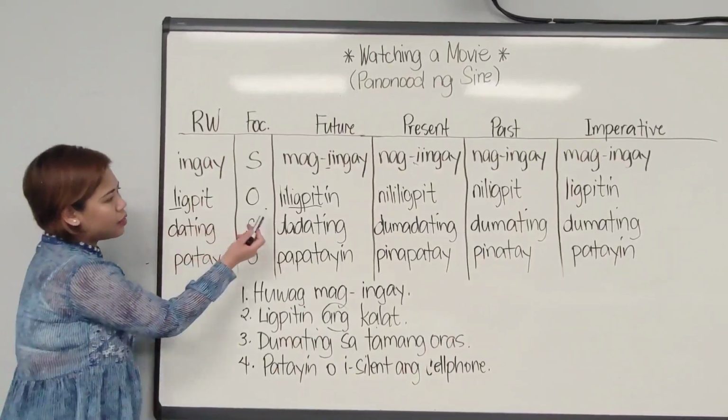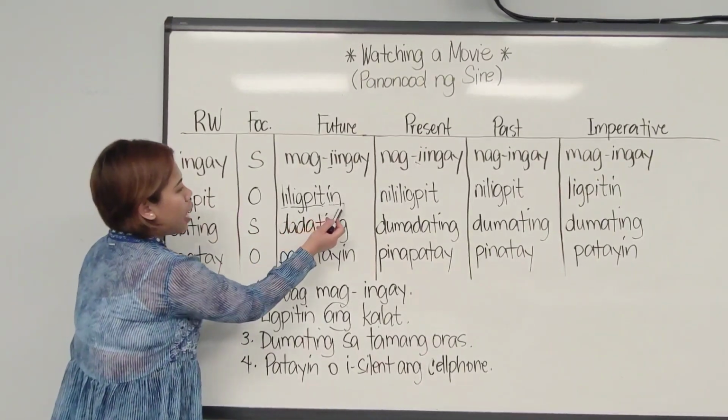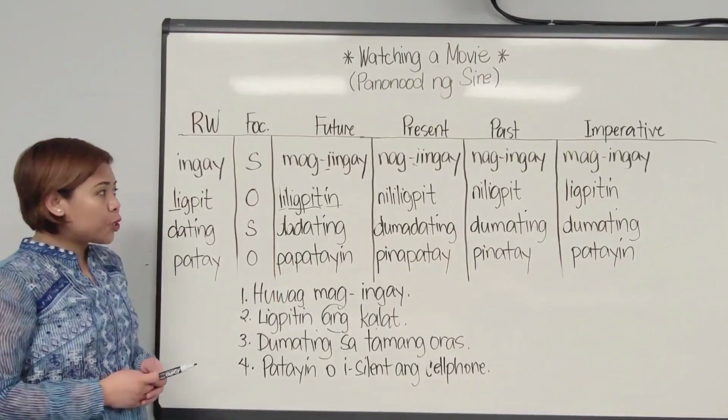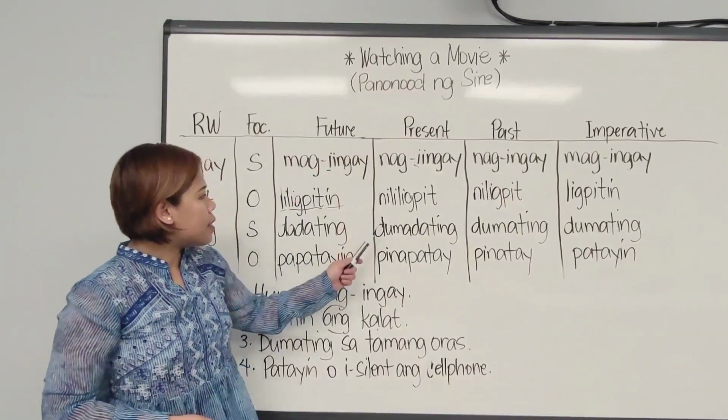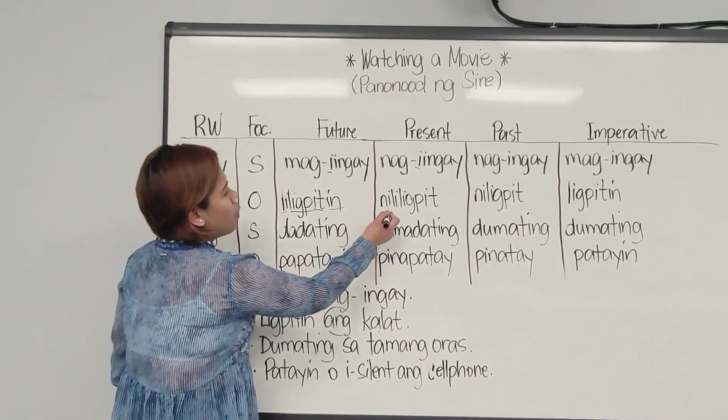So we added here li, ligpit, and then we add a suffix in. Liligpitin. That's the future tense. The present tense is nililigpit. Now what did we do?